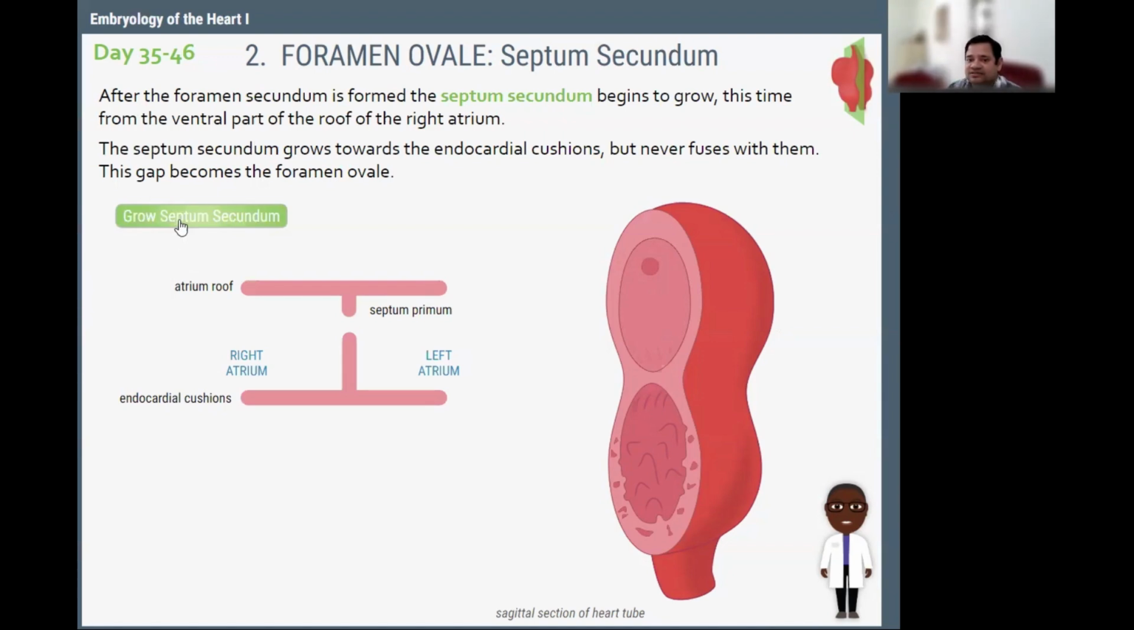You can see here, see properly. Something is going to happen here. Septum secundum is growing just a little bit from the side of the septum primum, but it will never get close to it, and then a gap is going to be formed. Again, you can see this part. A certain structure is going to generate from the ventral part of the roof. Remember, ventral part of roof, and then this gap is going to remain forever in fetal life.